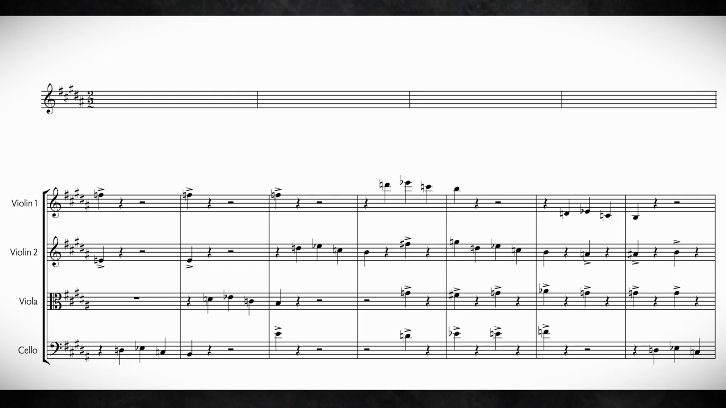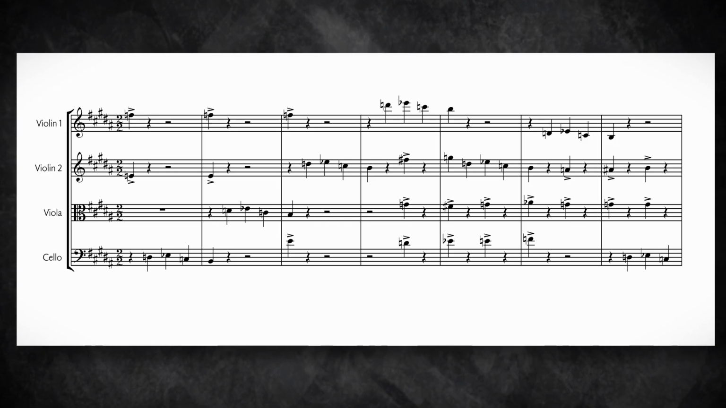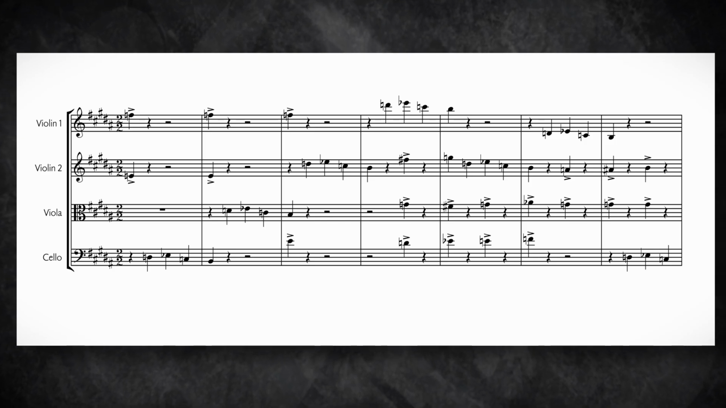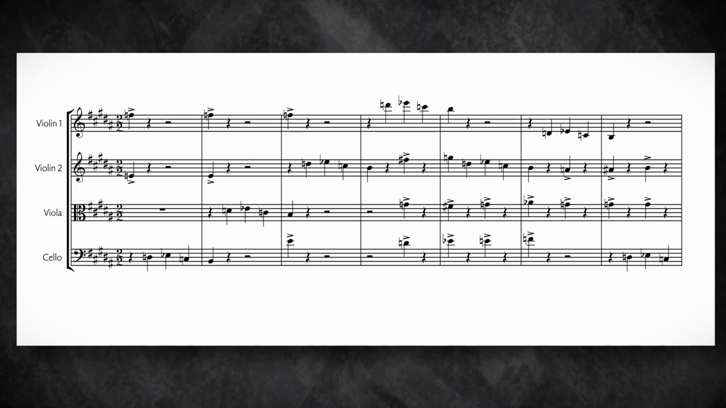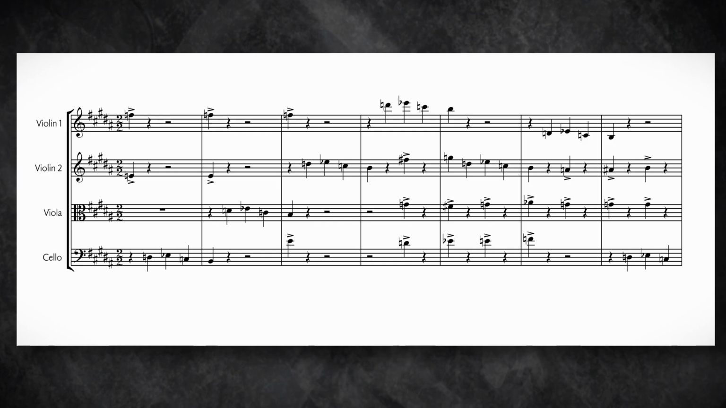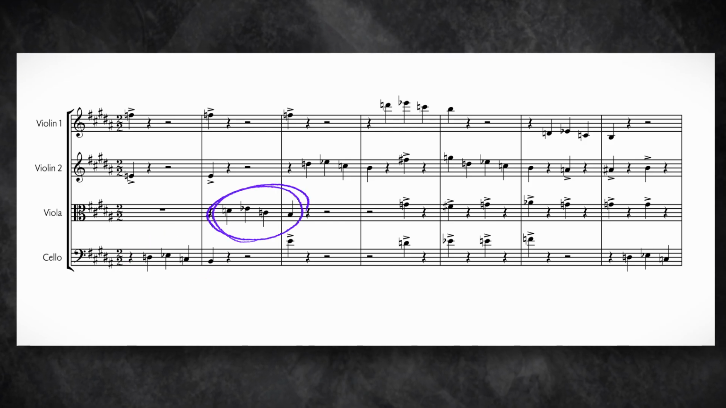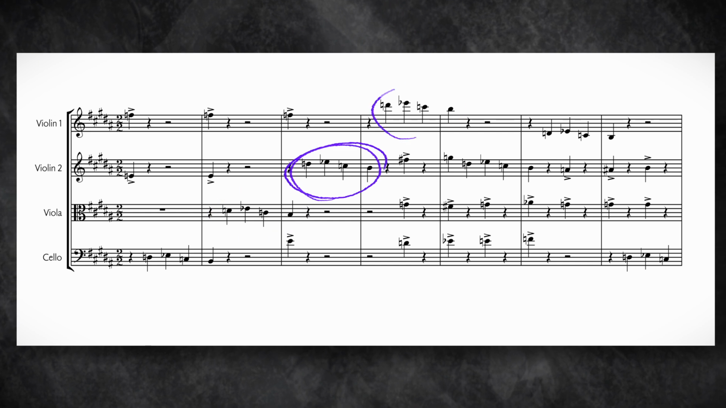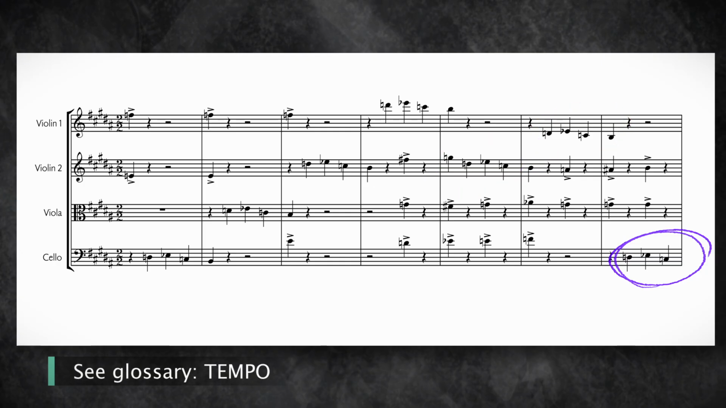Let's hear the quartet play this very slowly first so we can identify the motif being passed around the instruments. Can you hear? It starts in the cello, then passed to the viola, then the second violin, then the first violin, and so on. Let's hear it now at its correct tempo.